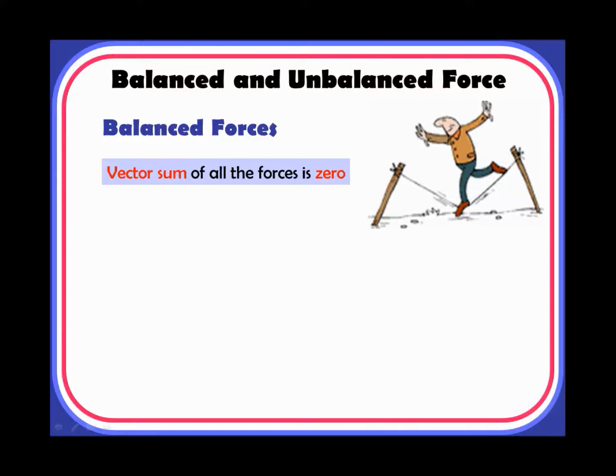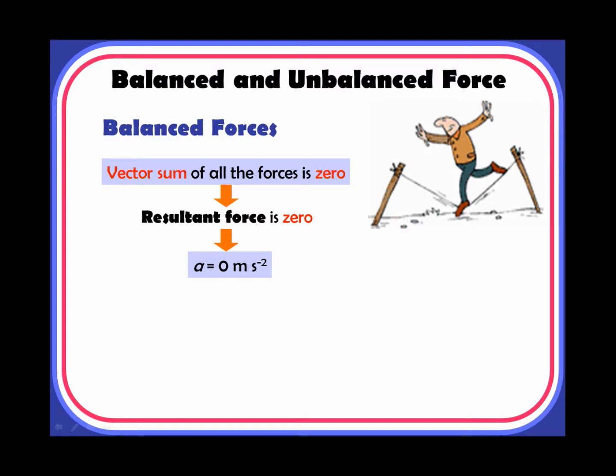Now we look at balanced and unbalanced forces. We start with balanced forces. Balanced forces refer to the resultant sum of all forces being equal to 0. Okay, so the resultant sum is 0. If you look at the previous example 3.2d, that will be a scenario whereby the resultant force acting on the object is 0.